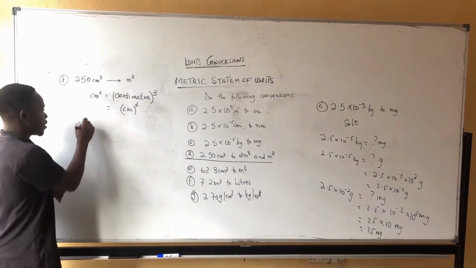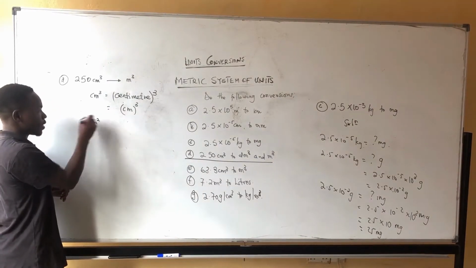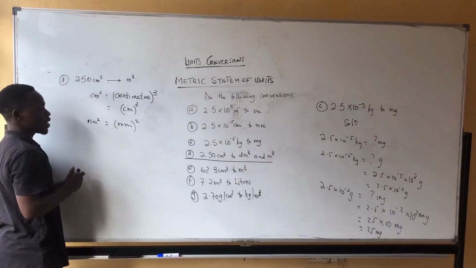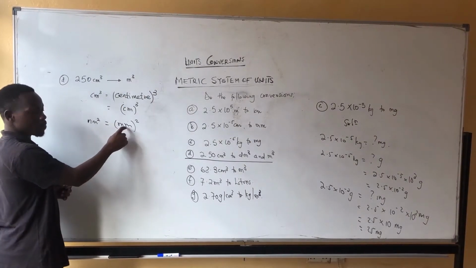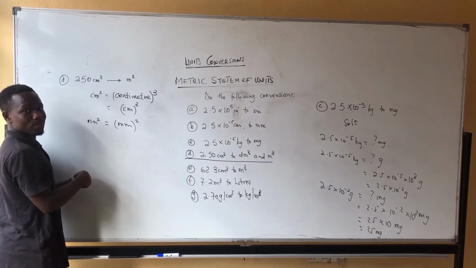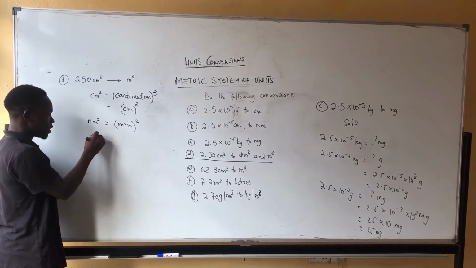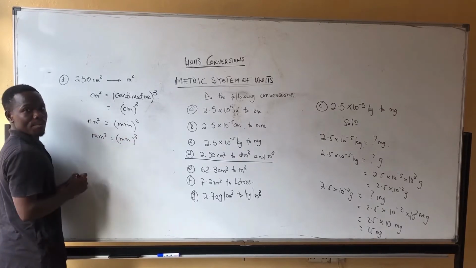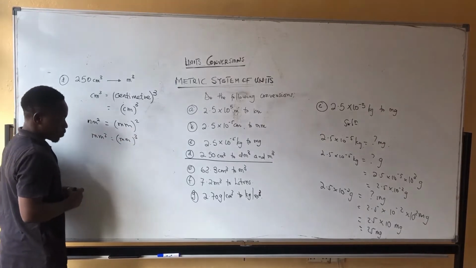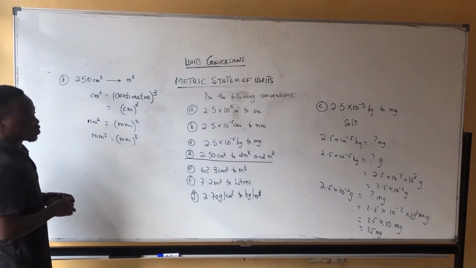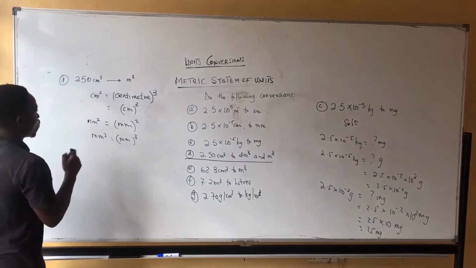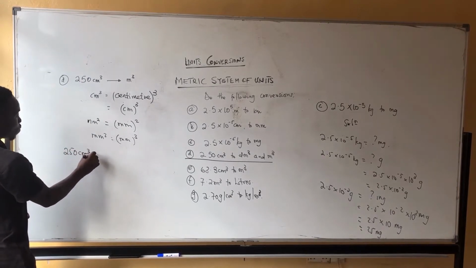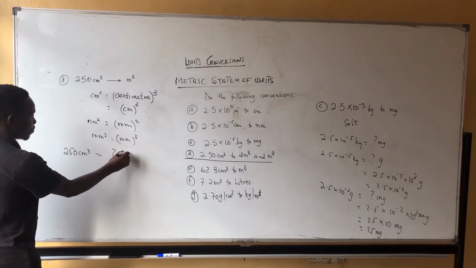So if I write millimeter square, it means that it's actually (millimeter) squared. The square is for both the milli and the meter. So if I write millimeter cube, it is actually (millimeter) cubed. Great. With this understanding, we can solve this question. So 250 centimeter cube is what in meter cube?